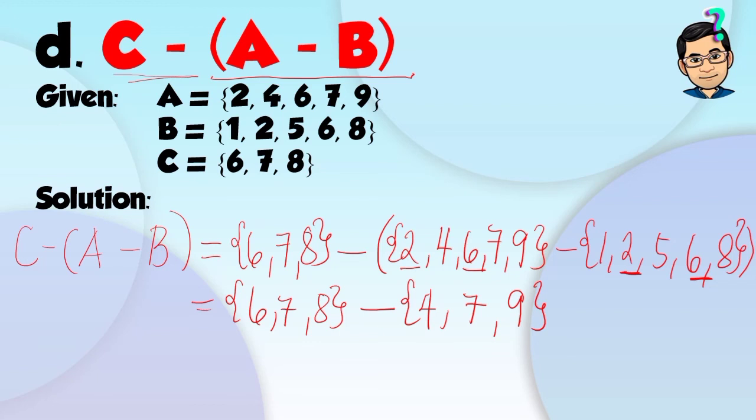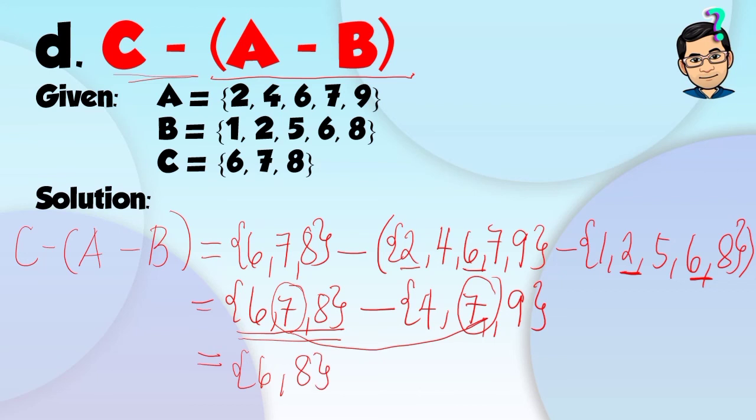Pwede na natin kunin yung operation na mas nauna sa kanila, which is yung C. 6, 7, 8. So, anong mga elements ng C ang makikita rin sa kabilang set, yung difference ng A and B? So, yung element na 7. Itong nakabilog na to, 7, yun yung common element nila. And then, yung mga natira dun sa elements ng set C, yun yung final answer natin. So, our final answer will be 6 and 8. Okay.